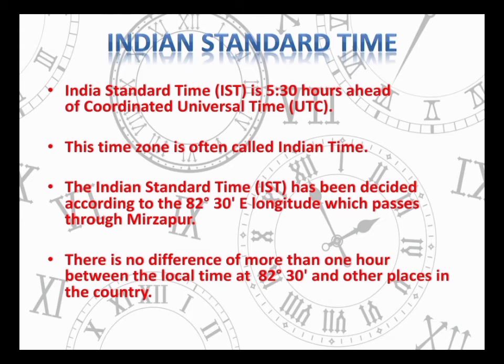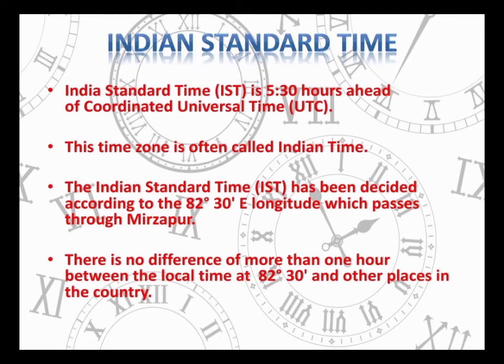Now tell me, how many hours is India ahead of GMT? Okay, so India is 5 hours 30 minutes ahead of universal time. That is your GMT, Greenwich Mean Time, which lies in the middle. So now we'll be learning about the Indian Standard Time. This time is called Indian time.